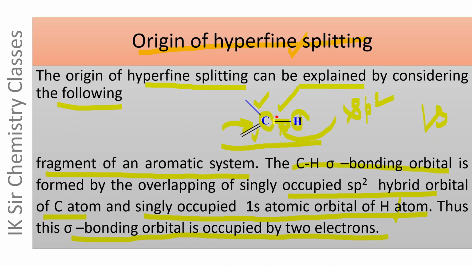The CH bonding orbital is occupied by 2 electrons, and the carbon atom contributes 1 electron while the hydrogen atom also contributes 1 electron to this CH bonding orbital. This CH bonding orbital is produced by the overlapping of the singly occupied sp2 hybrid orbital of the carbon atom and the singly occupied 1s atomic orbital of the hydrogen atom.